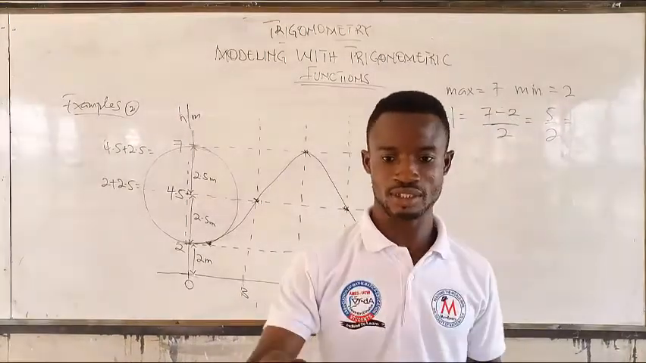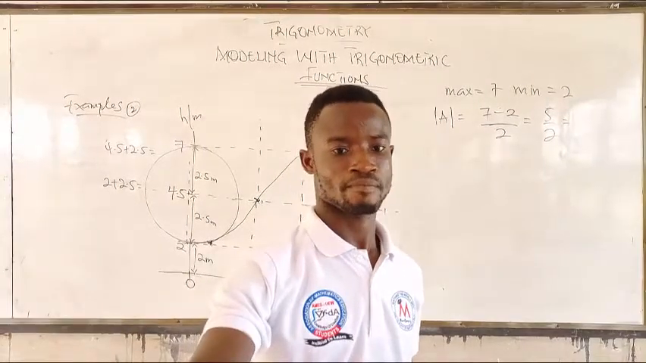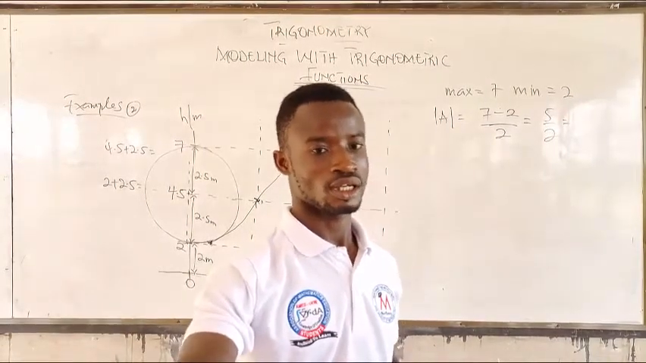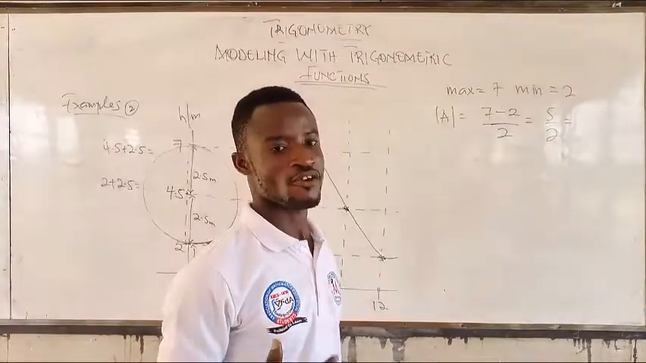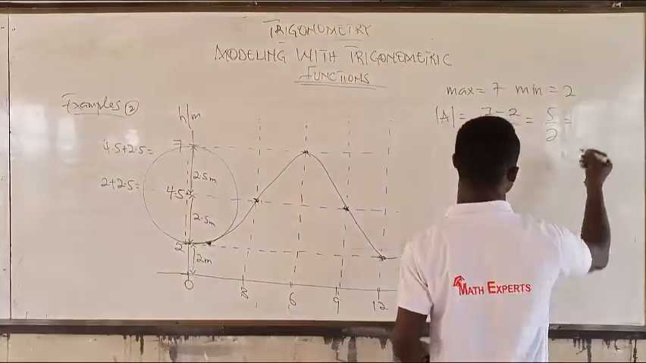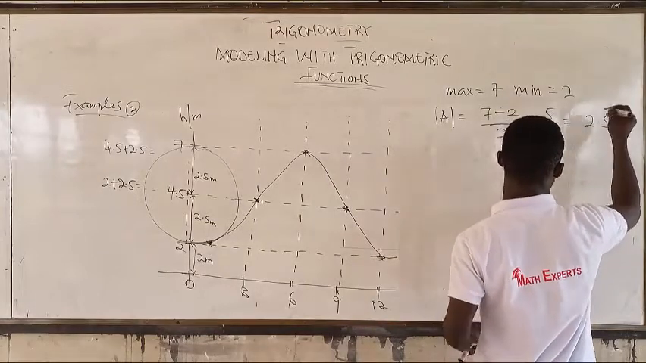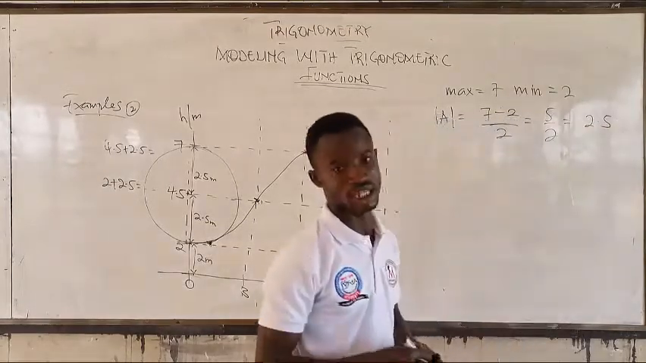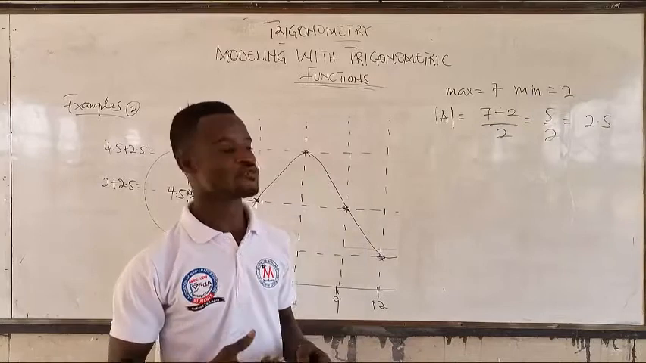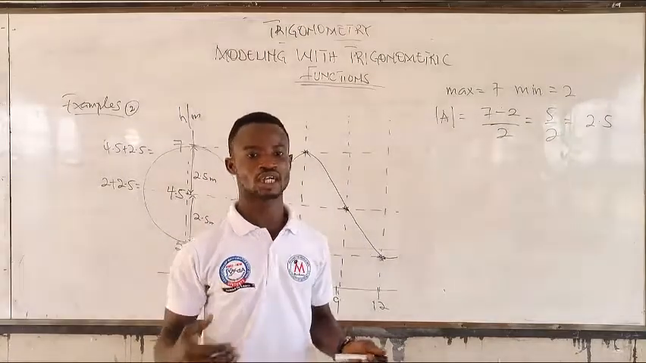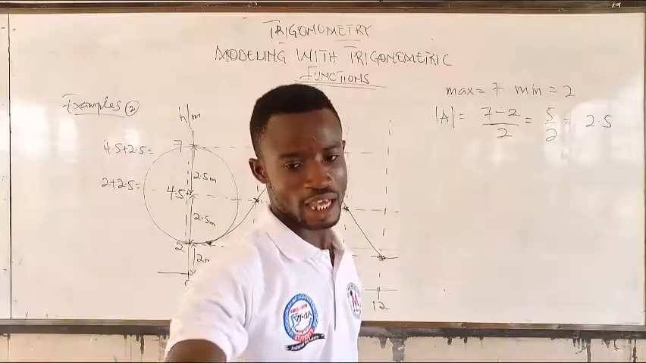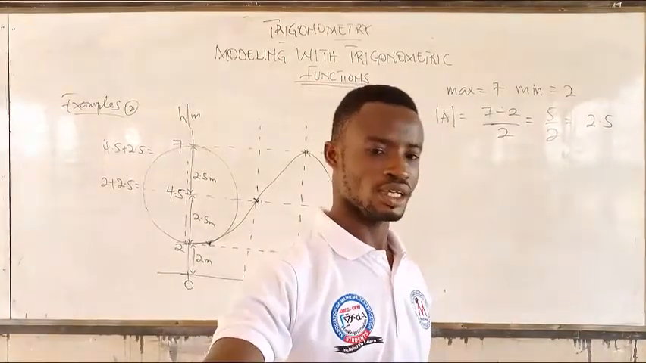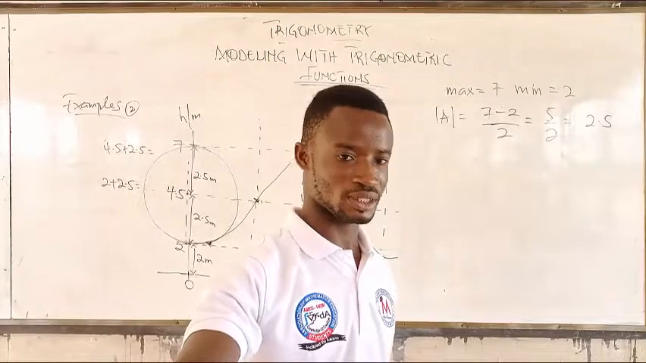And this is going to give you 2.5. So 2.5 is going to be the amplitude. And don't forget that the amplitude is always positive. Very good. The amplitude is always positive.